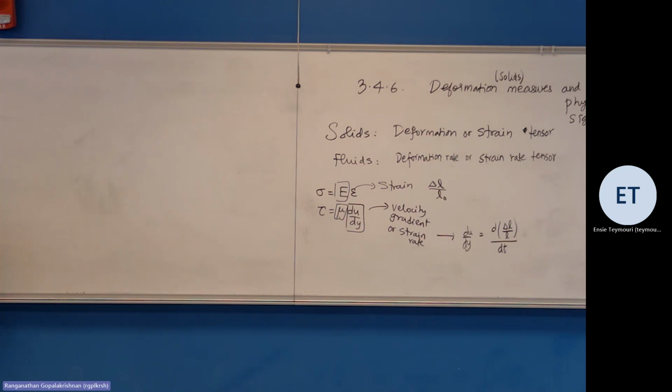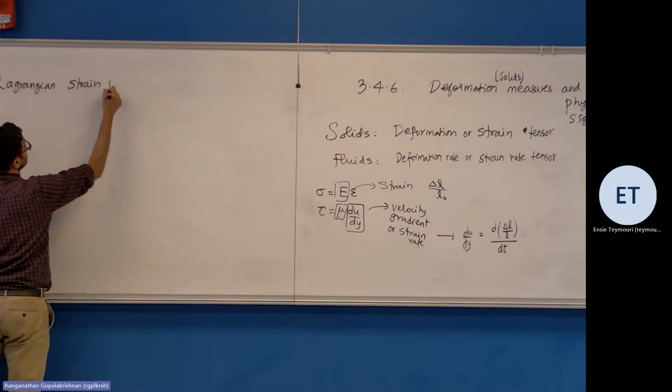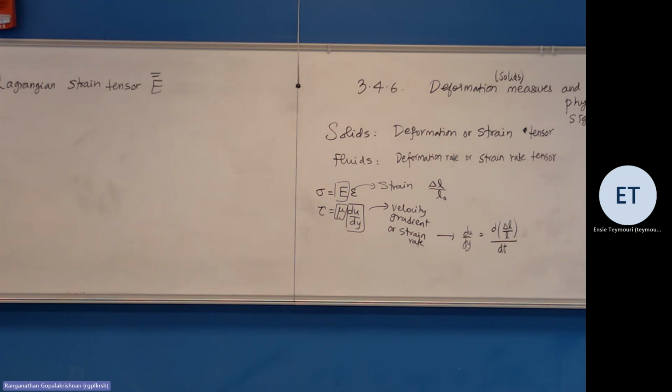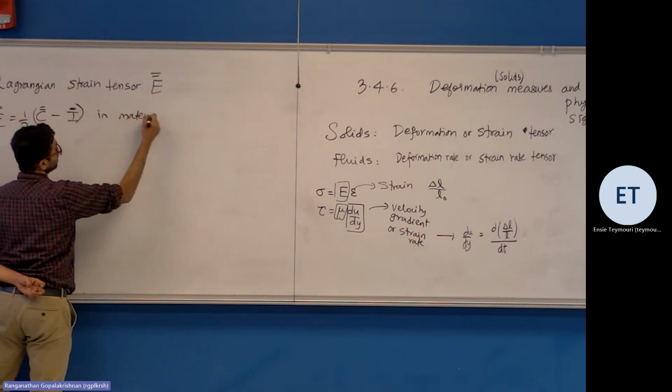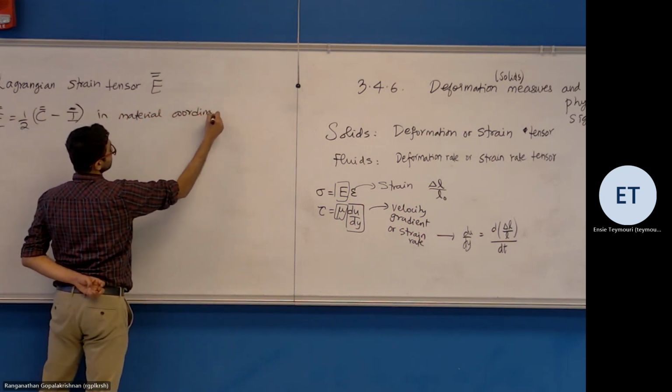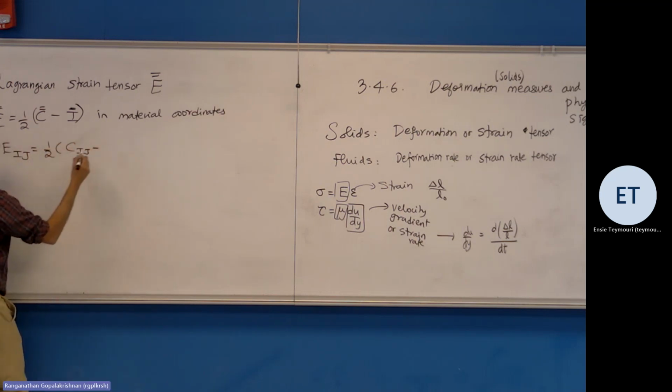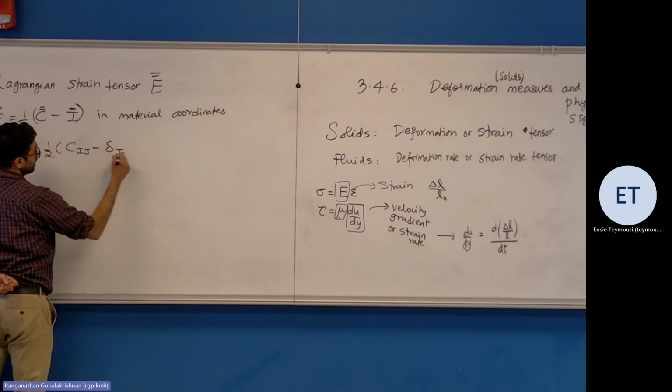All right. So we are going to calculate or look at what is called the Lagrangian strain tensor E. E is defined as half of C minus the identity tensor in material coordinates, or this is the same as writing E_ij is half C_ij minus delta_ij.